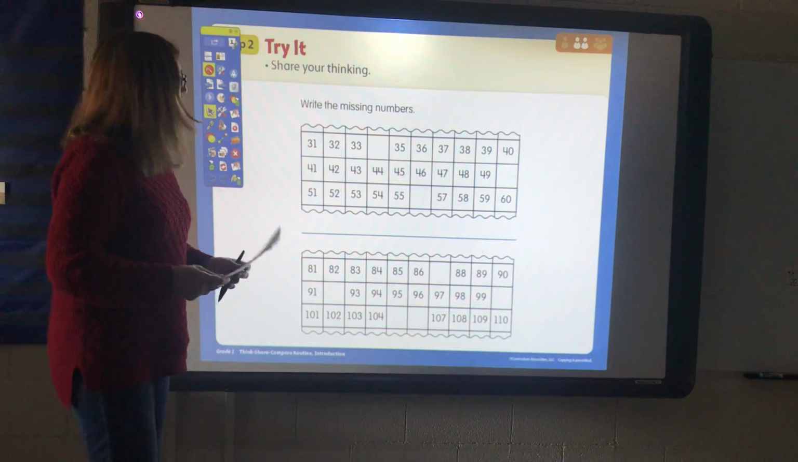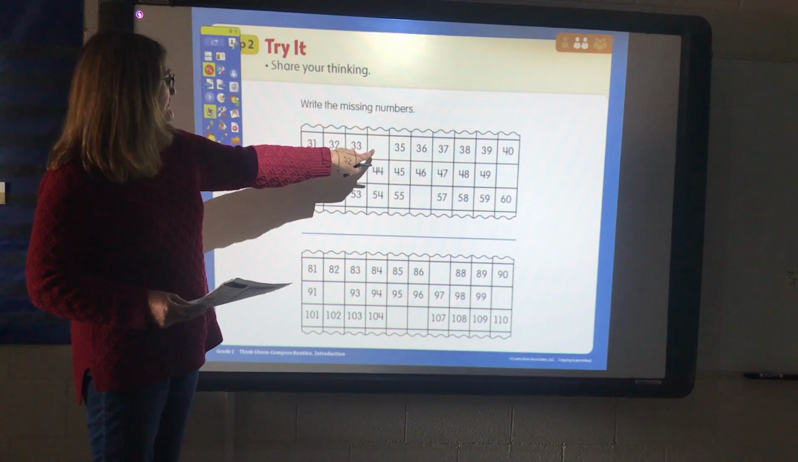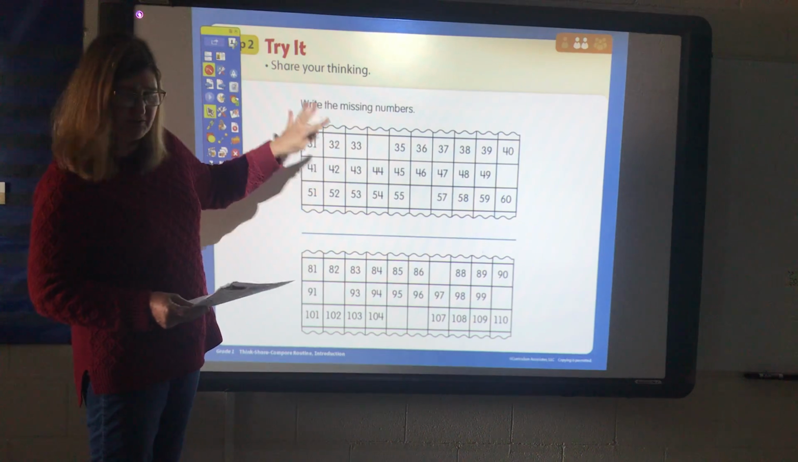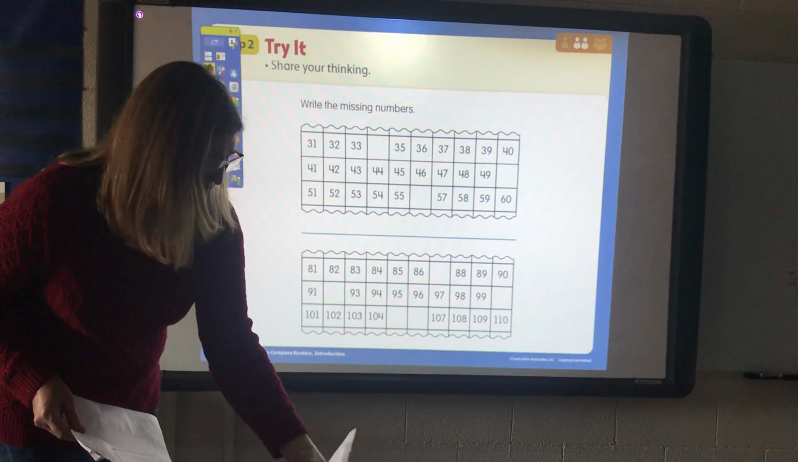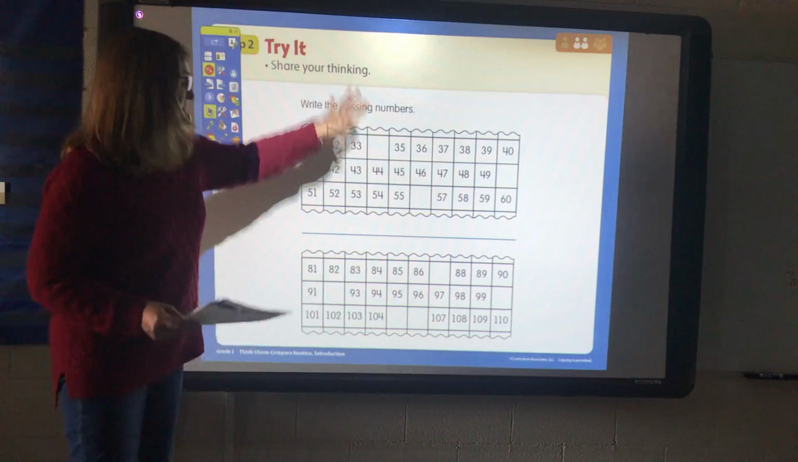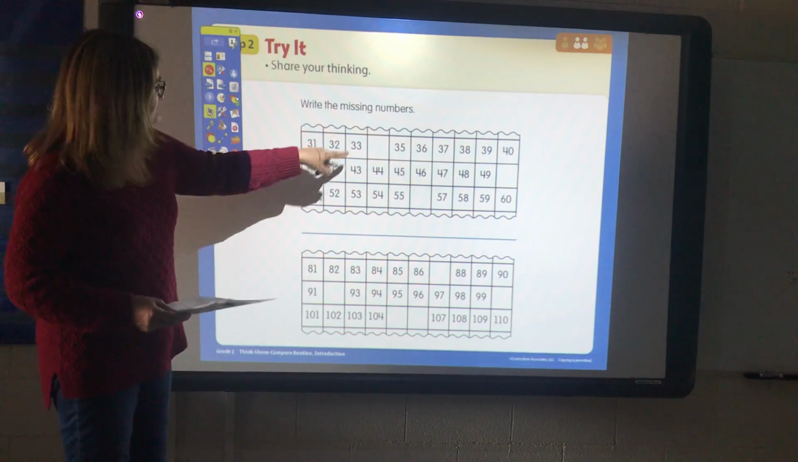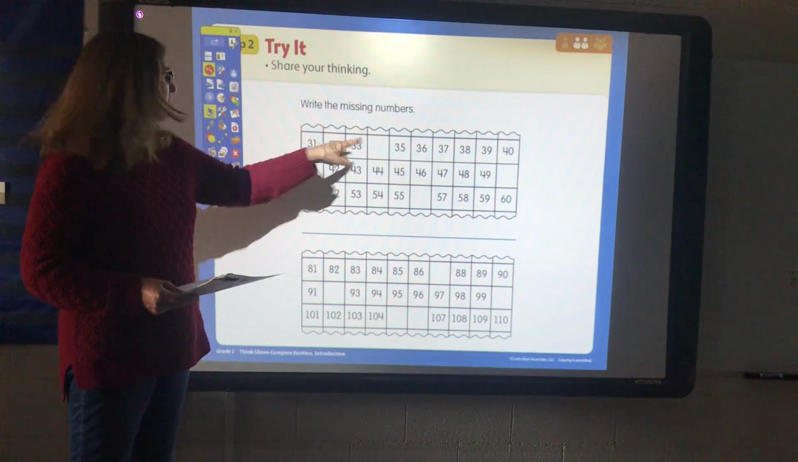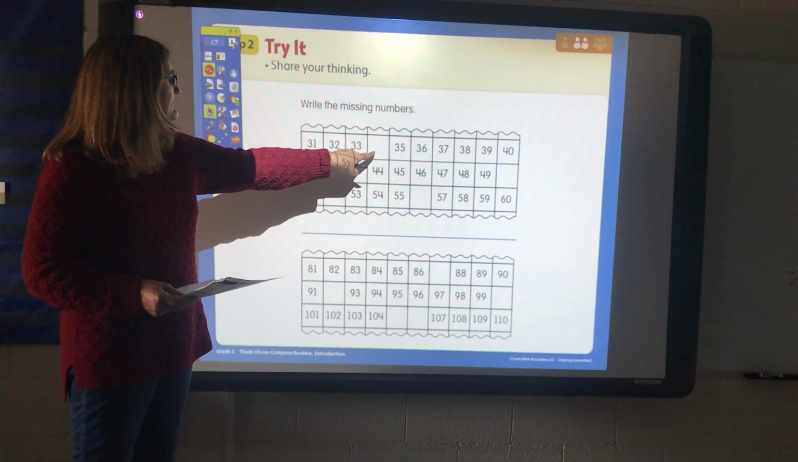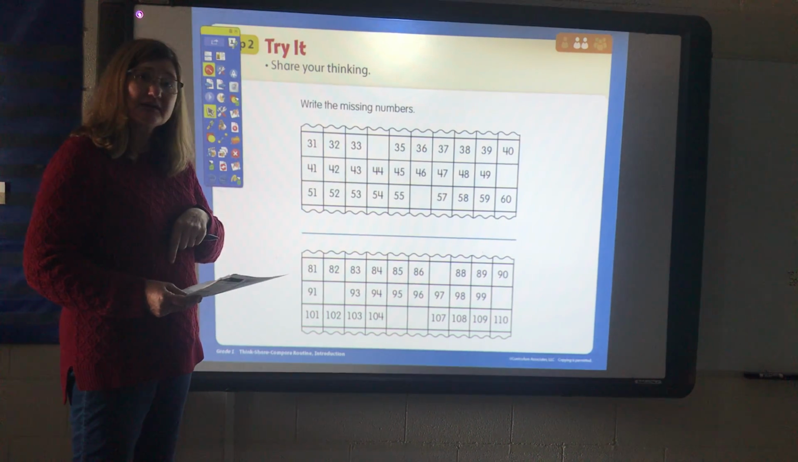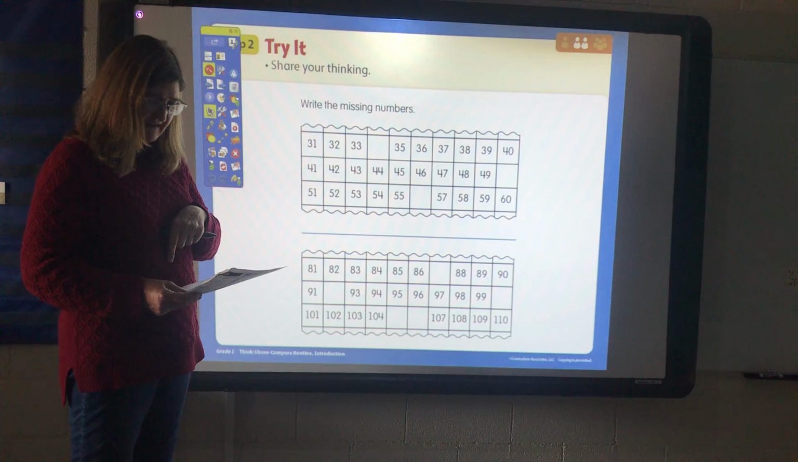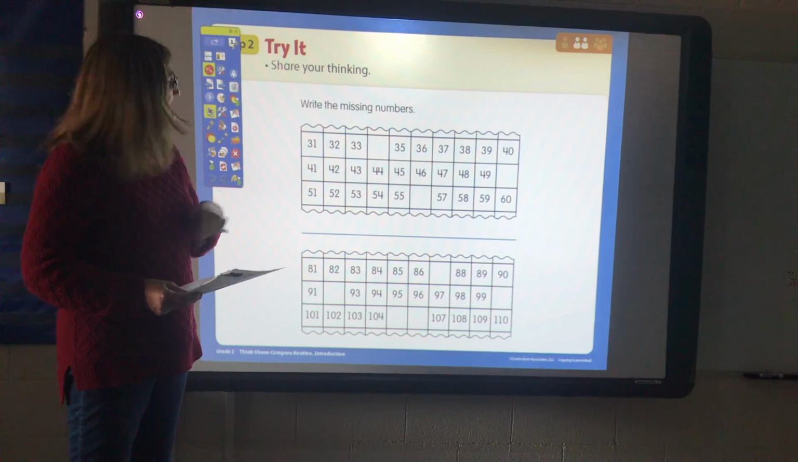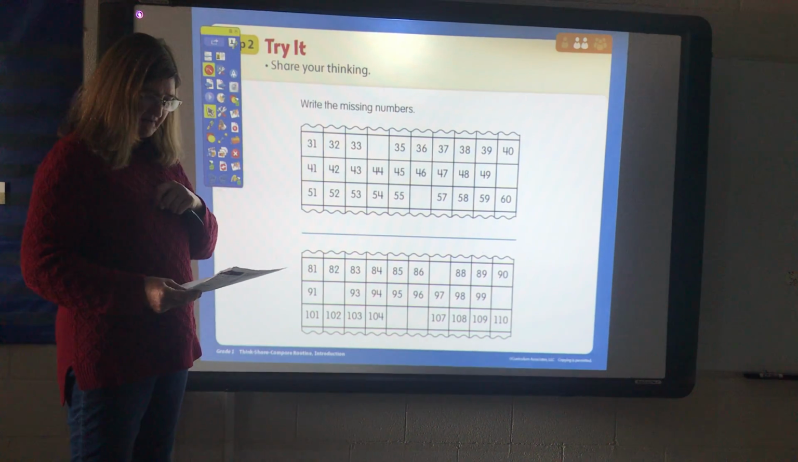Now, I want you to take a look on your paper. This is the same paper that you have. Same paper. Looks just like it. Point to the missing number. Can you find the number that is missing? There's the missing number. There's nothing in there, is there? Now, what we've got to do is figure out what number is missing.